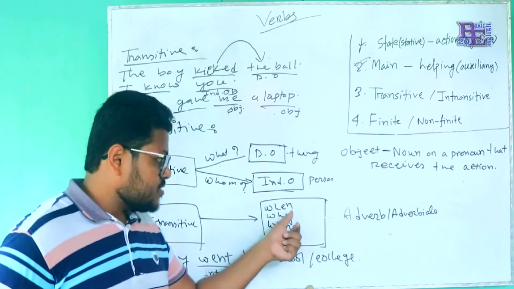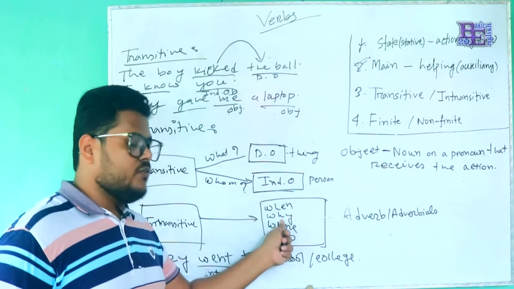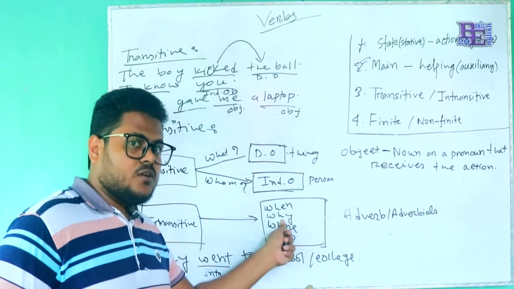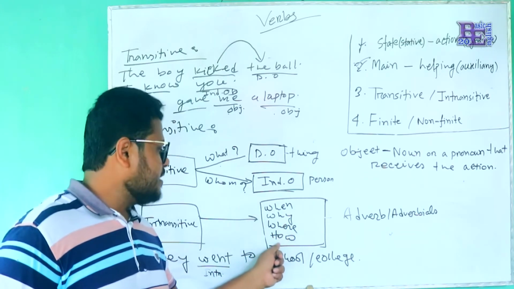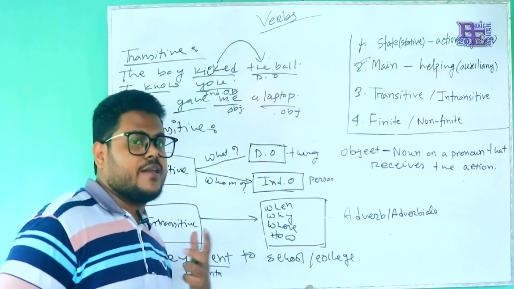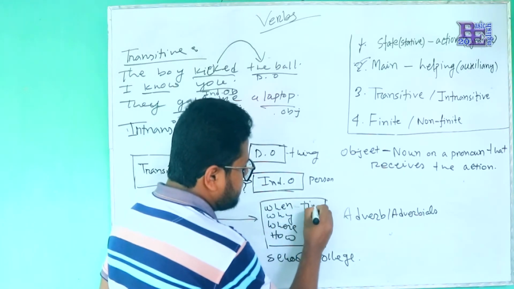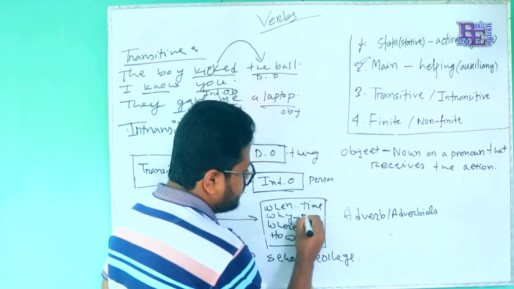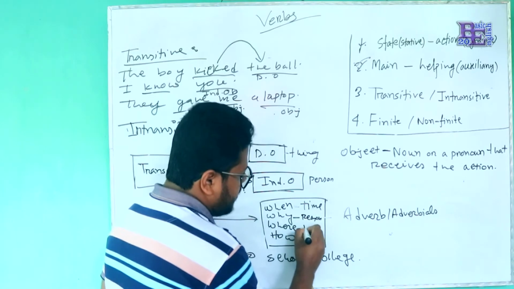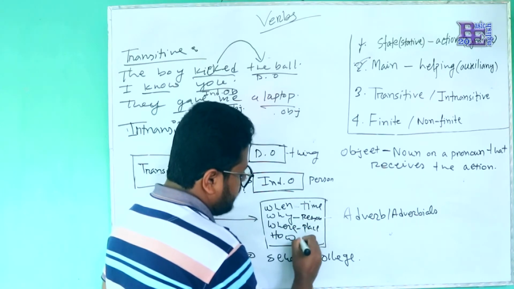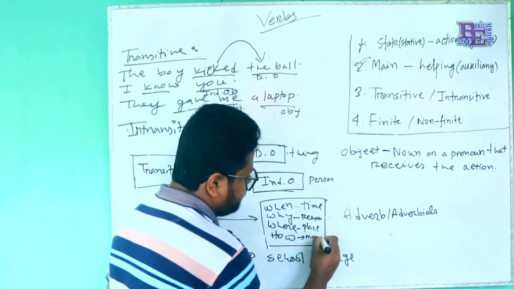And if you just ask the questions with when, you will get the adverb of time. With why, you will get the adverb of reason or purpose, with where, you will get the adverb of place, and with how, you will get the adverb of manner or the process. So here it will answer time, it will answer reason or purpose, it will answer place, and it will answer manner.